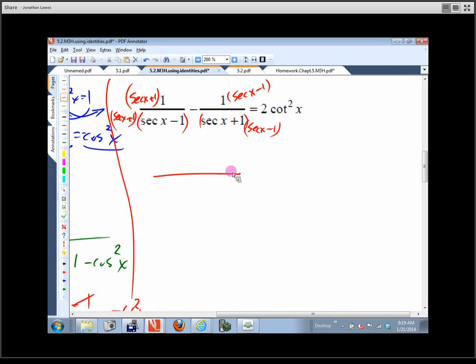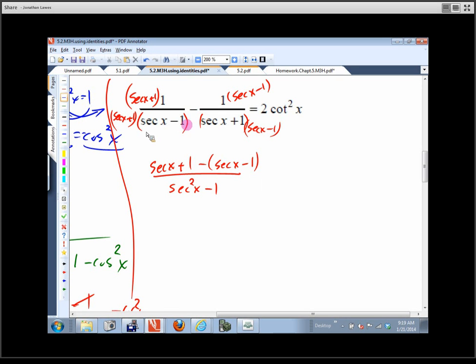One of the struggles is you've got to remember a lot of algebra when you're doing these. So if I were to multiply secant x plus 1 times secant x minus 1, if I multiply those together, what do I get? Yep. It's a difference of squares. Aren't those conjugates of each other? So I get secant squared x minus 1 in the denominator. And up here I have secant x plus 1. And then I have minus, and I'm going to put this in parentheses, minus secant x minus 1.